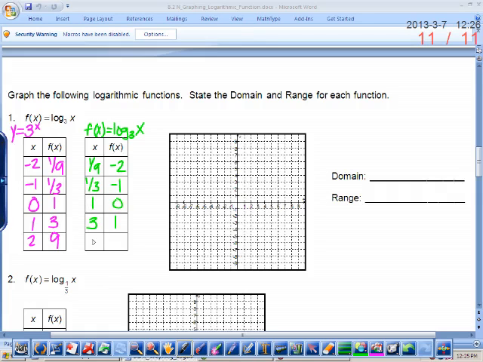We have to graph both. Okay, we're only going to graph the log function. We're just using the exponential to help us get the points. So go ahead and plot the values for your log function. Where's the asymptote?